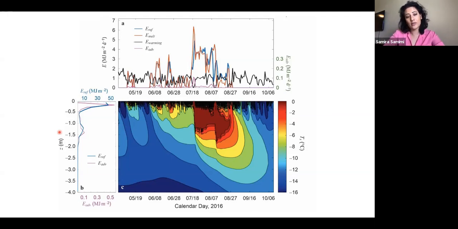Over the full summer melt season, subsurface temperature evolution in the upper 4 meters with a 0 degree isotherm reached the maximum depth of 1.9 meters in the second week of August.